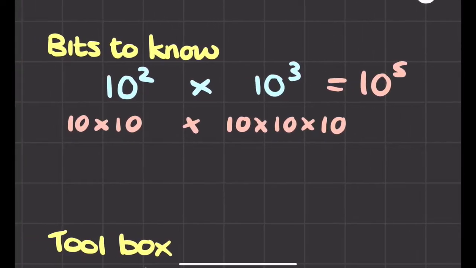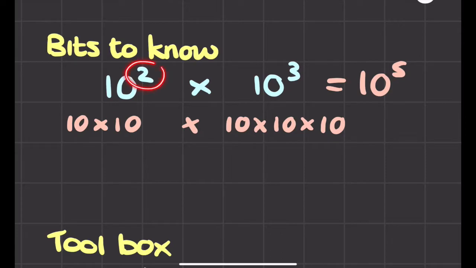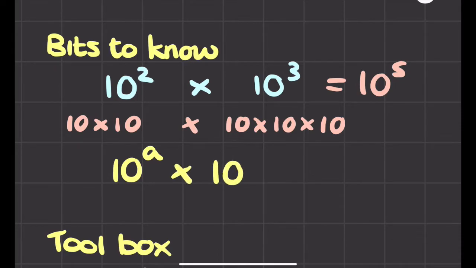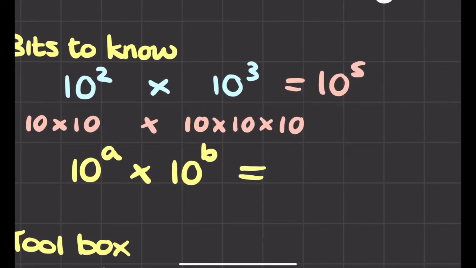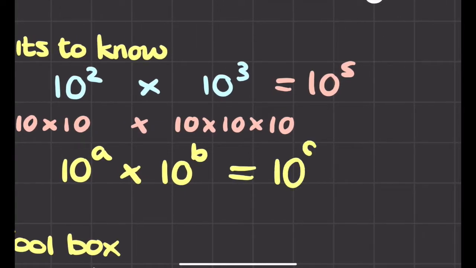Can you see what's happened here with these powers? Okay, they've added together, haven't they? So if I've got 10 to the power of a number, let's say a, and I multiply this by 10 to the power of another number b, then what we end up with is 10 to the power of those two numbers added together. Okay, that's useful, that'll help us later on.